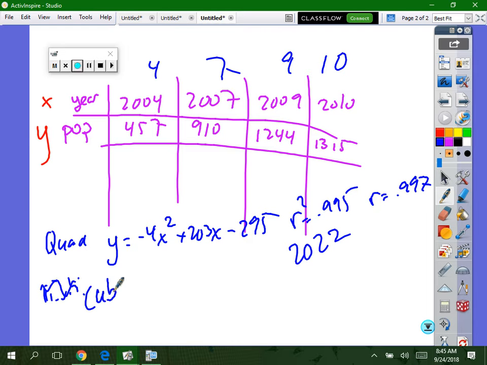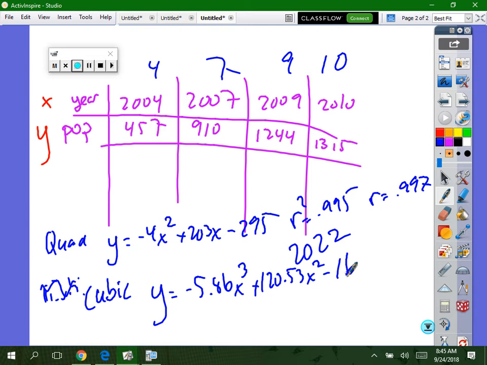Okay, so y equals a value, x cubed, plus 120, 0.53 x squared, 16, 629. Oh, just straight up 629. Whatever.